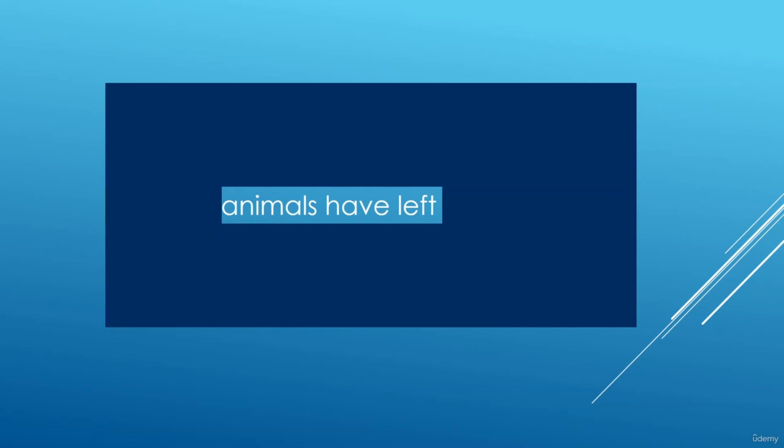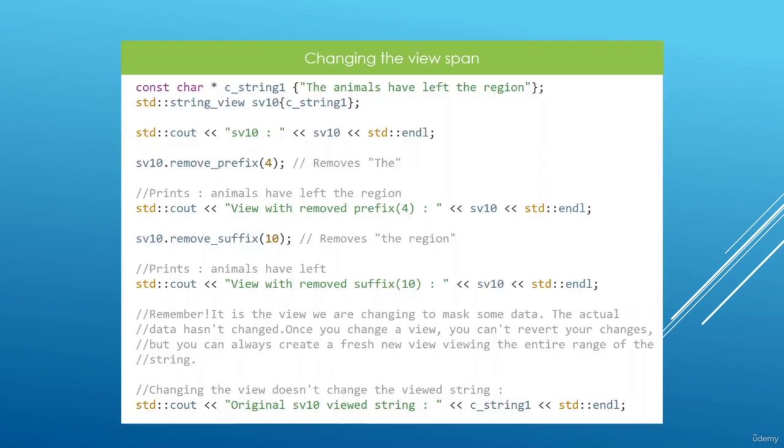Again, a string view is a simple type through which we can watch another string, but if we shrink the window of the view, we won't be affecting the original string. You have to keep this in mind. Here is how we can do this in code. We have a C string which says the animals have left the region. We set up a string view sv10 to view that C string.